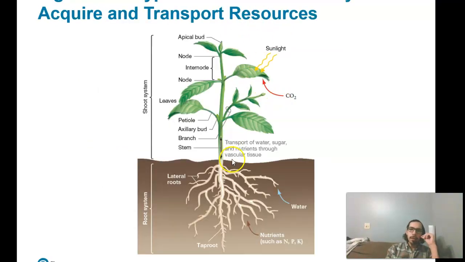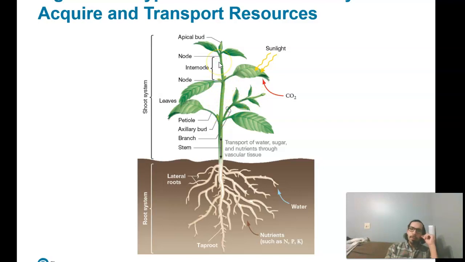So here you can see the diagram. So this whole piece is the stem. Then you have the leaves that are attached to the stem by the little stalk called the petiole. Right above the leaf and stem attachment, you have the axillary buds. Those could grow into branches, okay, if the plant has enough resources.